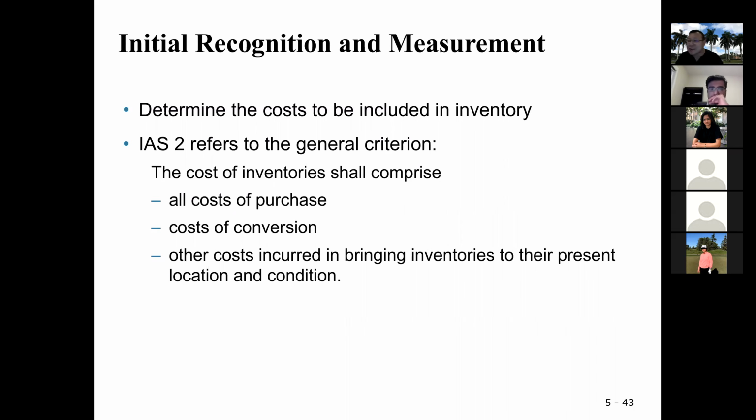You make your items better. So those costs, the cost of the paint, the amount of my labor hours, the labor cost, those are the conversion costs. That all should go to the cost of my final inventory item. And other costs incurred bring inventories to their present location and condition. If I'm buying an antique furniture, it's very heavy and hard to move. I have to hire a company to move it for me, so those shipping costs would all be considered part of my product cost.